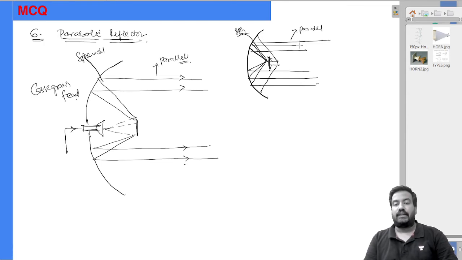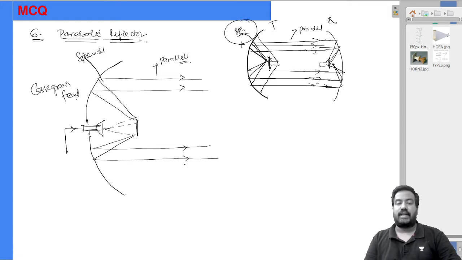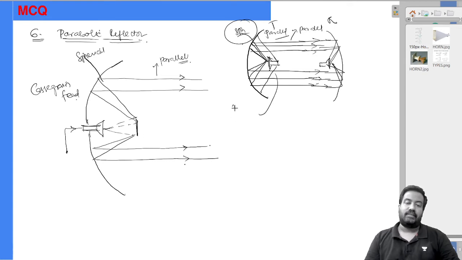At the receiver side, if you take the horn antenna, the waves are received like this. This is a transmitting antenna, this is a receiving antenna. At the transmitter side, it converts spherical wavefront into parallel wavefront. At the receiver side, it converts parallel wavefront into spherical wavefront. This is front feed.